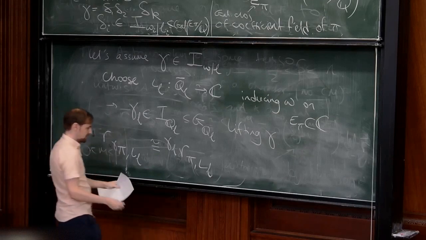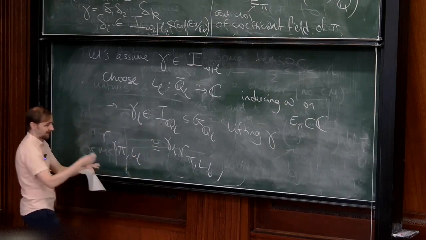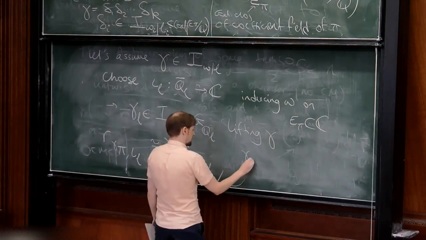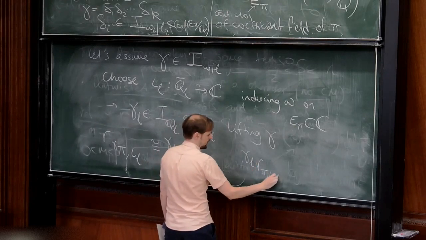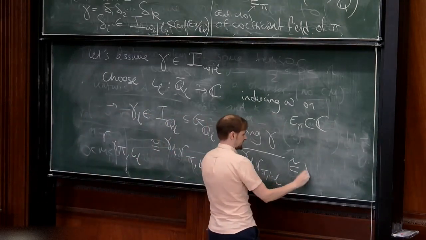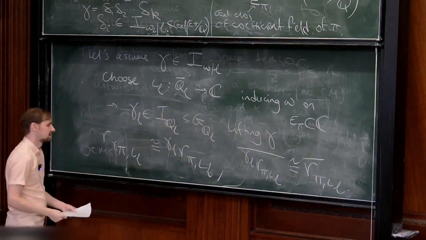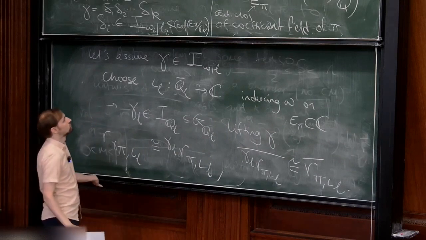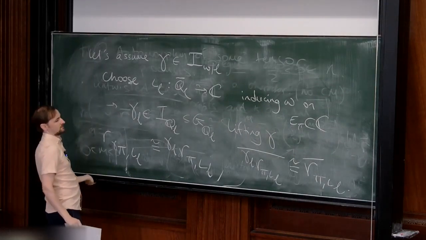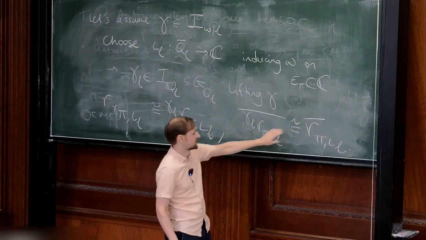Okay. And now the fact that gamma is in the inertia subgroup is crucial because that's going to give us a congruence. It means it acts trivially on the residue field. So when I look at the mod L reduction of this Galois representation, it's going to be the same as the untwisted Galois representation. That gives us a congruence mod L from our twisted Galois representation to our untwisted Galois representation.